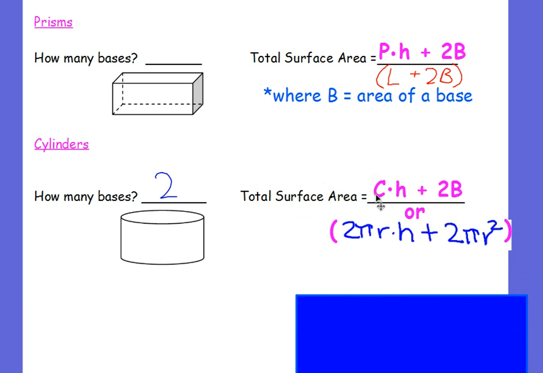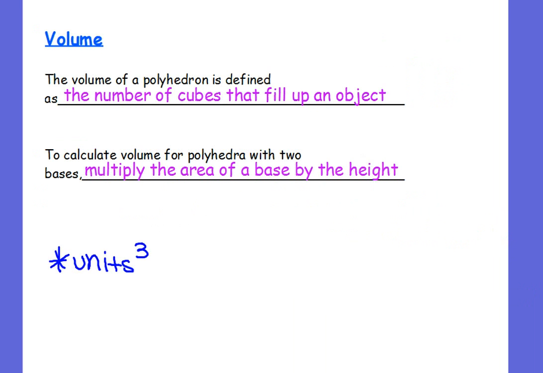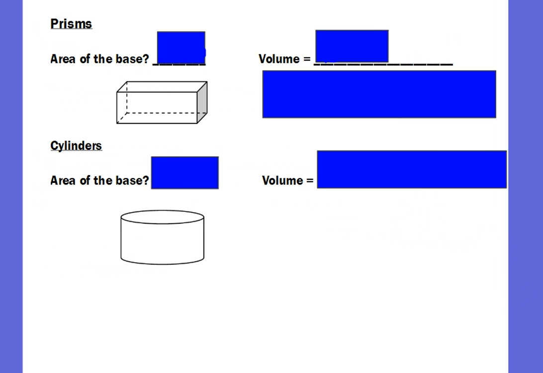So you could also expand this formula here. For circumference, you could put in 2 pi r. For area of the base, you could put in pi r squared. I would write it both ways in your notes. Okay, that brings us to volume.